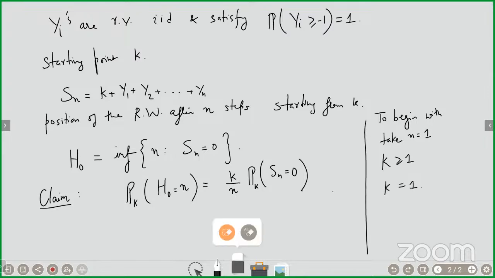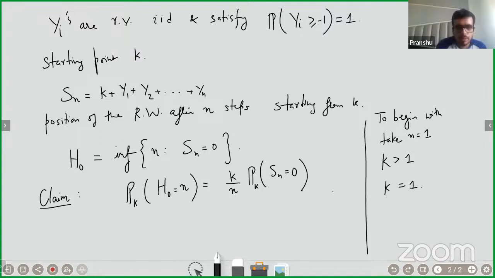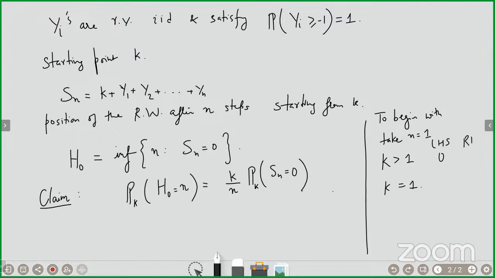What happens in these two cases? At least the relationship should hold. Otherwise, it's a meaningless formula. So what happens in k greater than 1? What is this probability difference? H0 is 1. When k is greater than 1, it is 0. So LHS is 0. What is the RHS?